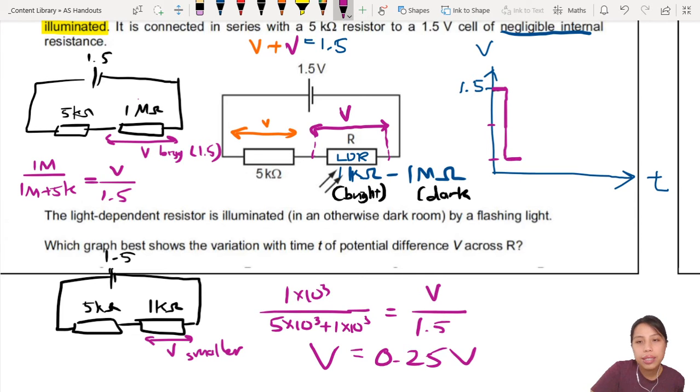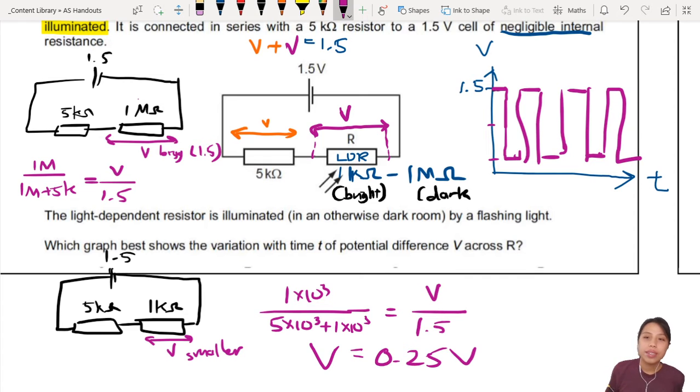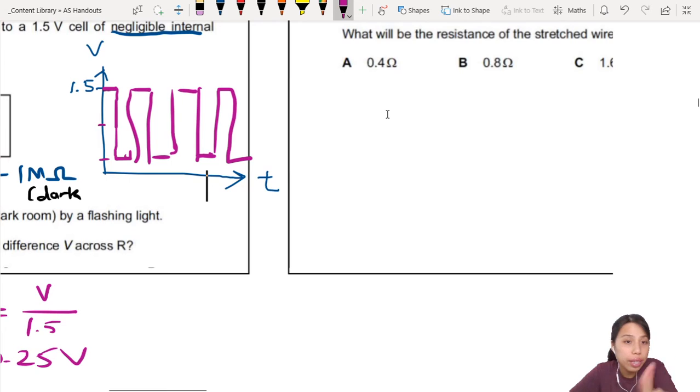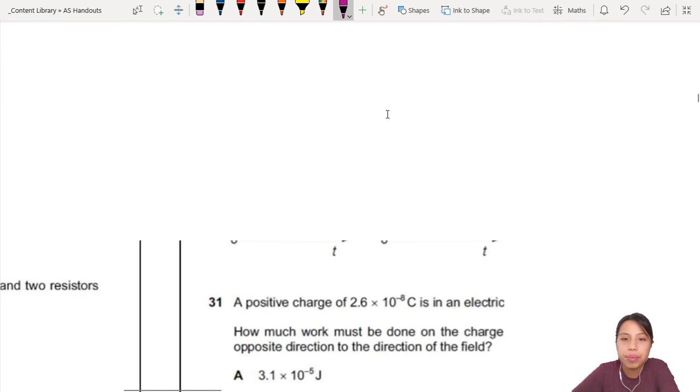So you're going to see a graph that looks like this. Dark, bright. Then dark, bright. Dark, bright. So that's not a straight line. So dark, bright, something like that. So on, off, you can activate a circuit based on light. So with this graph in mind, let's go and see our choices.